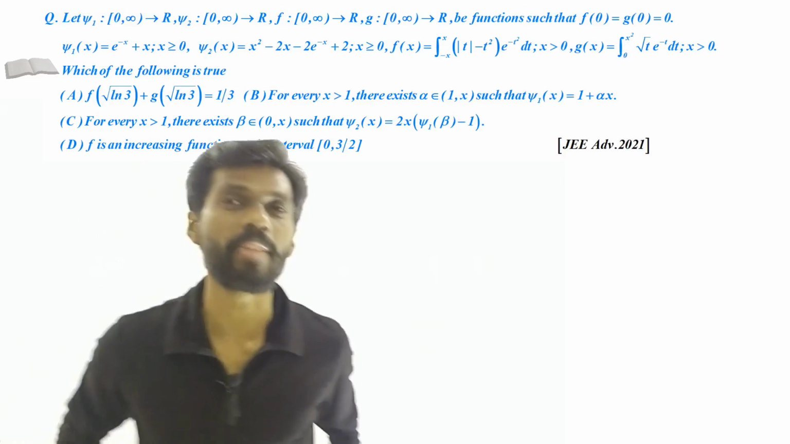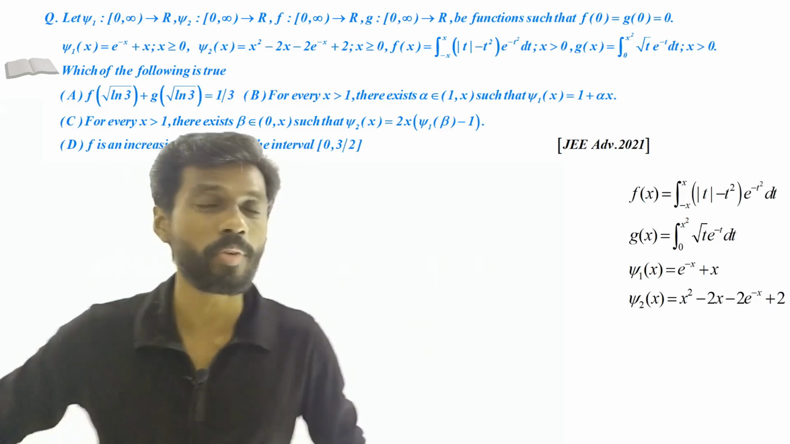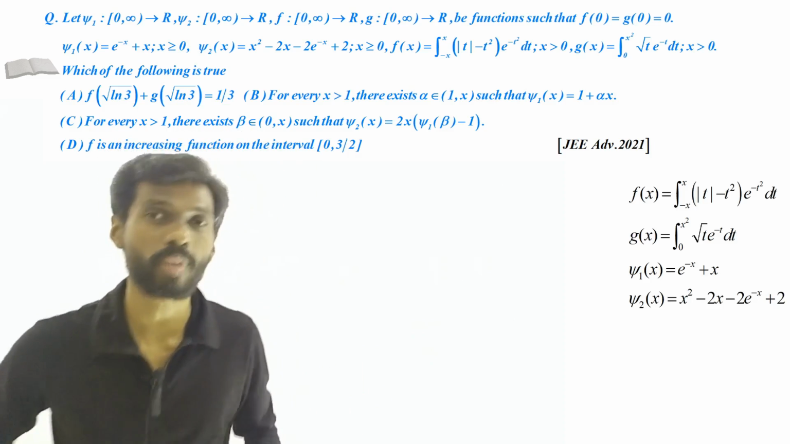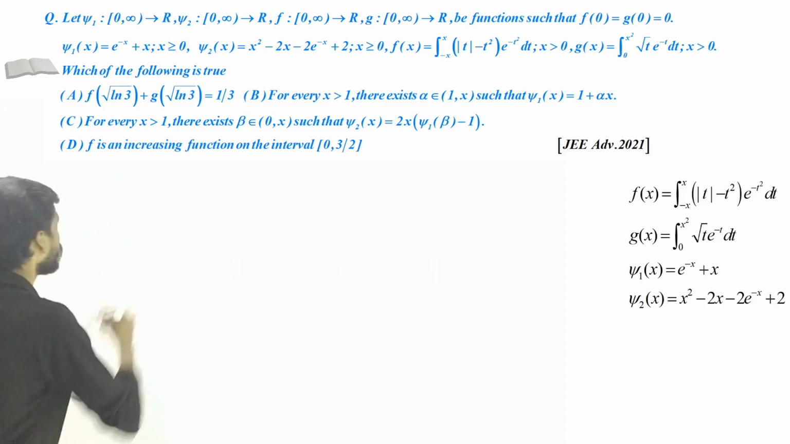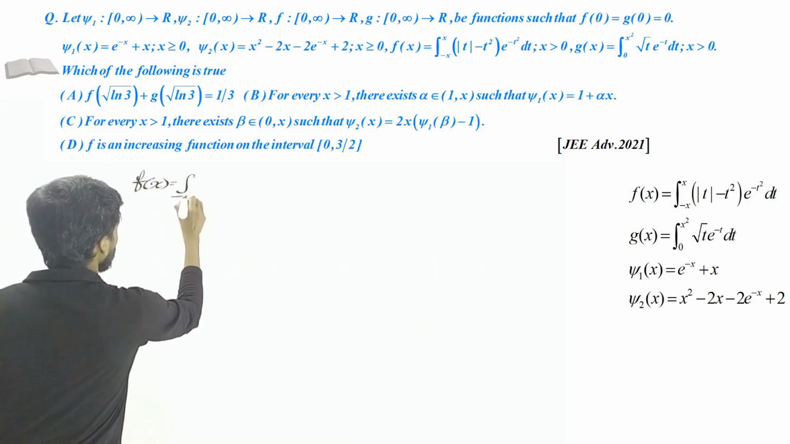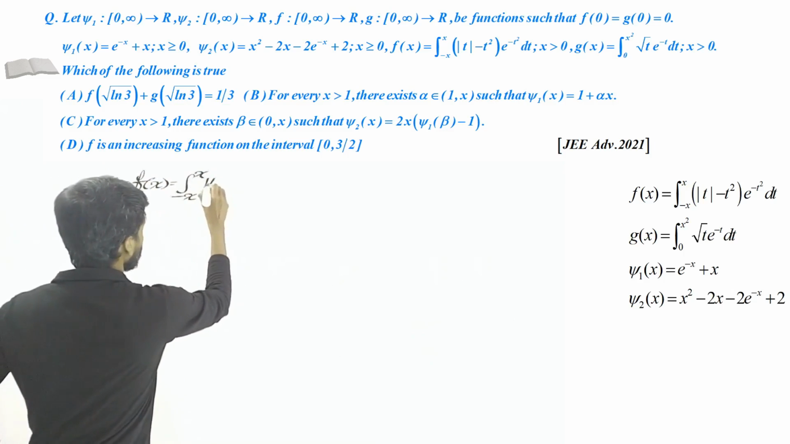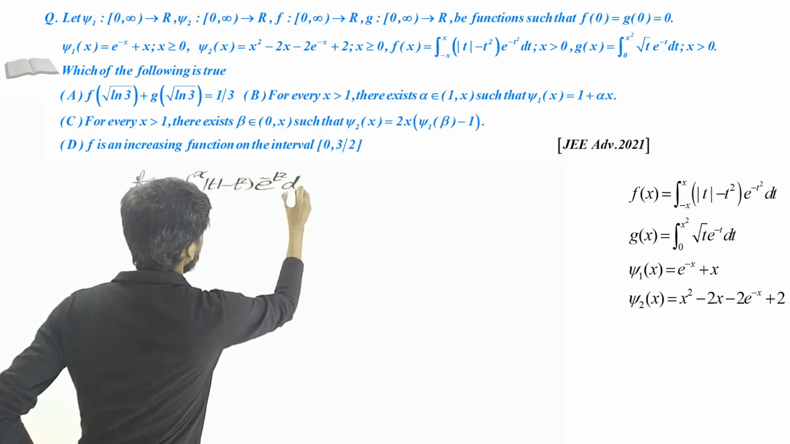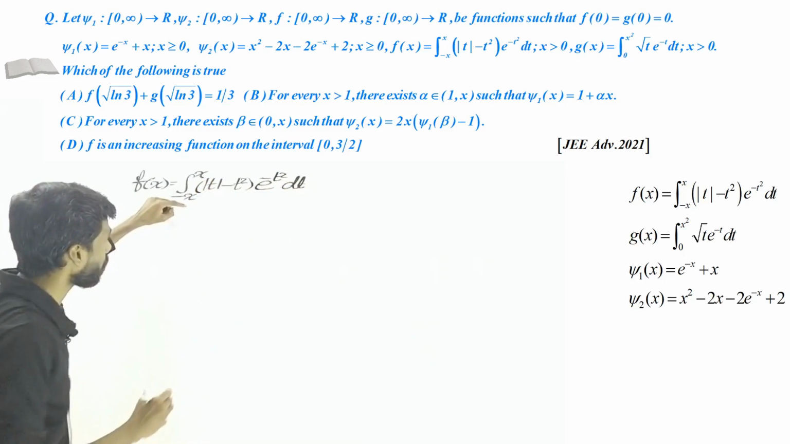Here some functions are given: f, g, psi1, psi2, etc. Now we have to find some conditions satisfied by these functions. Let us simplify these functions one by one. What is the function f of x? That is given as the integral from minus x to x of modulus of (t minus t squared) e to the power minus t squared dt. Now here the limit is from minus x to x.